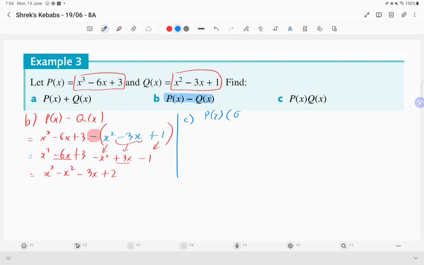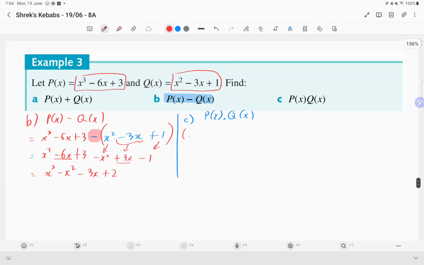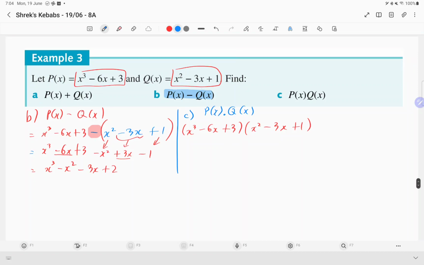Px times Qx. Remember when they write nothing in between, it's an implied multiplication. Would it be better to put the times symbol in between? Would you put brackets on both of them? You can put a times in between, but you don't really need to. It's implied that it's multiplication. You wouldn't see a question with the times in between. I think most of the time you wouldn't see it. Amani, any thoughts? How do we expand this?